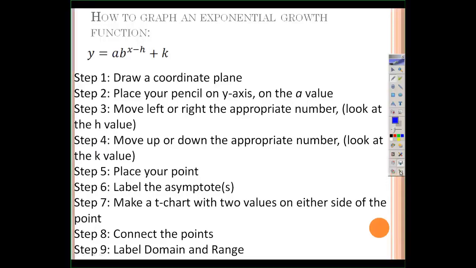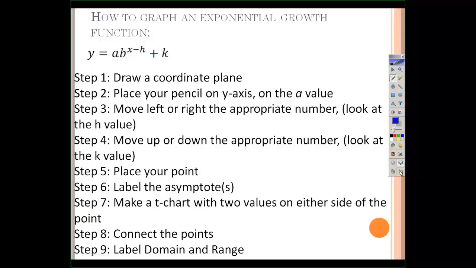These are step-by-step directions, so hopefully if you do get lost, you can come back to them. I'm going to explain them real quick, but hopefully after we do an example, it'll help you remember. We're going to draw a coordinate plane. Put your pencil on the y-axis on the a value. Then move left and right the appropriate number, depending on what h is, and up and down whatever the k value is. That's exactly what you think it is. H is the opposite of what you think it is. You put your point there, and you label the asymptotes.